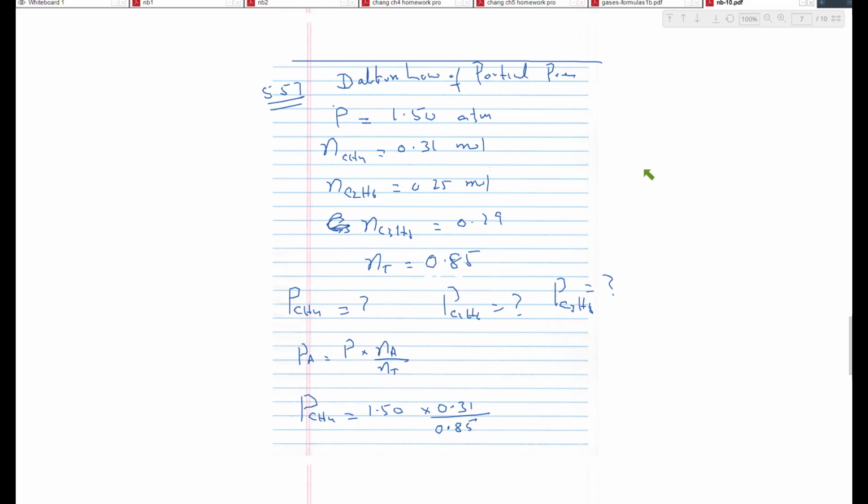0.4, I'm sorry, 0.55, since we're going to round to 2 sig figs. 0.54755. No, 3 significant figures here, because the moles is 0.31, right? Okay, you're right, 0.55. Otherwise, in the beginning, we can just keep this one as 0.55 atmosphere.